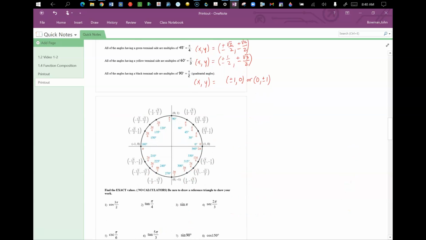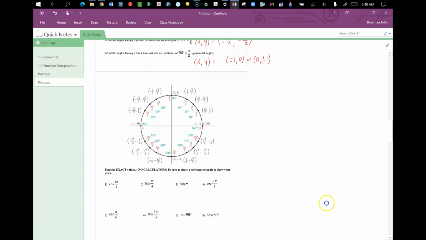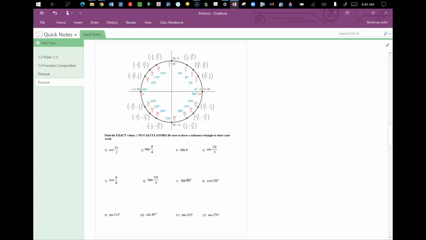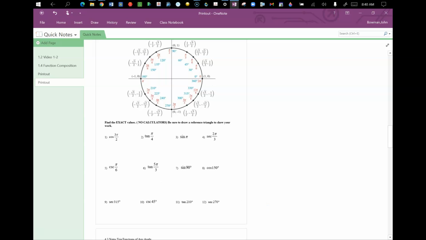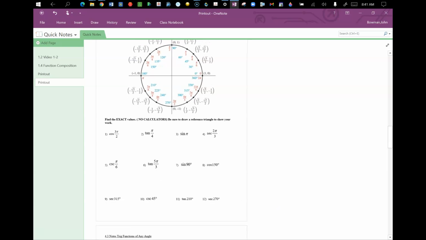So at this point, we are finished with this video. What I would like you to do is pause, and using this diagram in front of you, go through these examples and try to find the exact values of these trig ratios without using a calculator, and try to do them without using the diagram above unless you have to. When you're finished, unpause the video and scroll down and take a look at the answers.